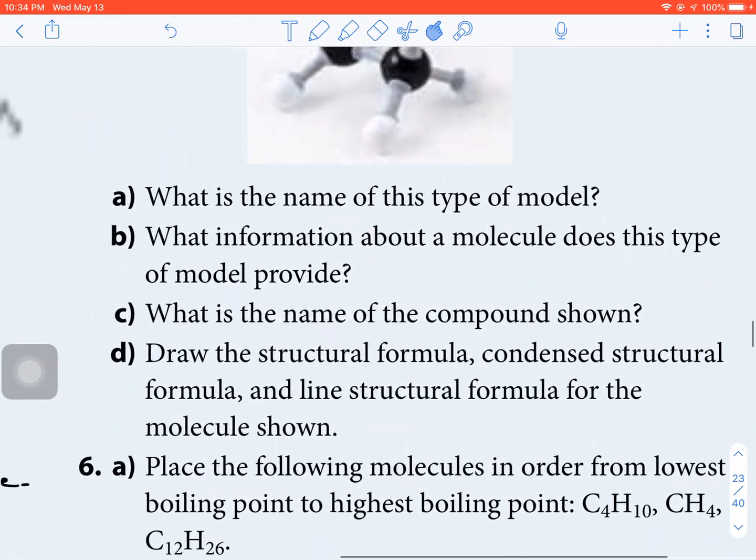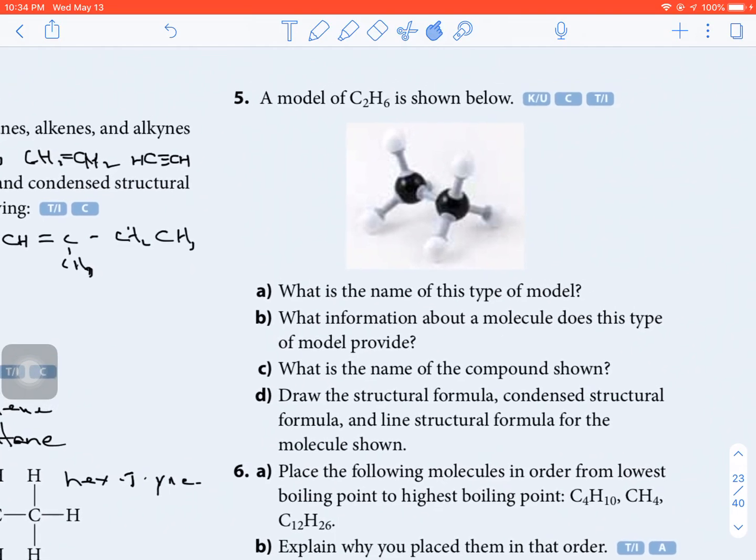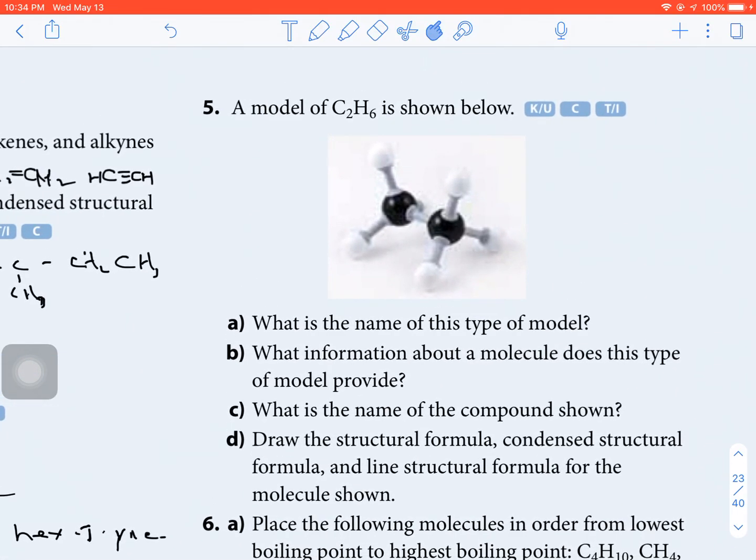If I go over to question 5 here, it says there's a model here of C2H6. So what type of model is this? We didn't get into the different types of models because we didn't get to build them. This is called a ball and stick model. And what I've got here is a carbon on this side with 3 hydrogens. Carbon is black, the hydrogens are white. There's a bond which connects the 2 carbons, and then the carbon with its 3 bonds.